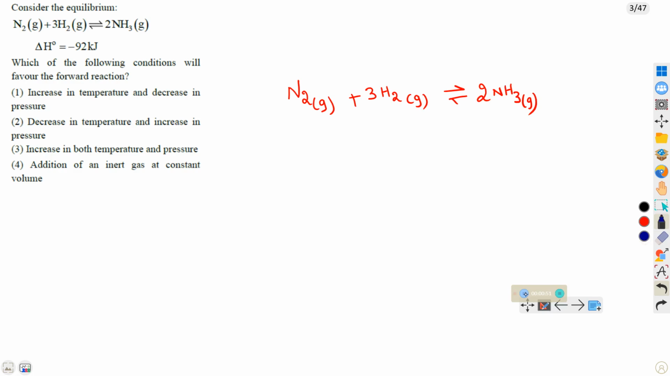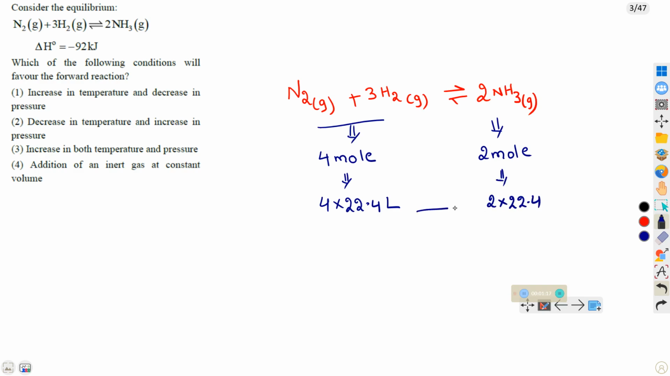Total number of moles of reactants: 4 moles of reactants converted to 2 moles of the products. 1 mole means 22.4 liters. So 4 into 22.4 liters converted to 2 into 22.4 liters. Volume decreases. Volume is inversely proportional to pressure. Volume decreases, so high pressure favors.